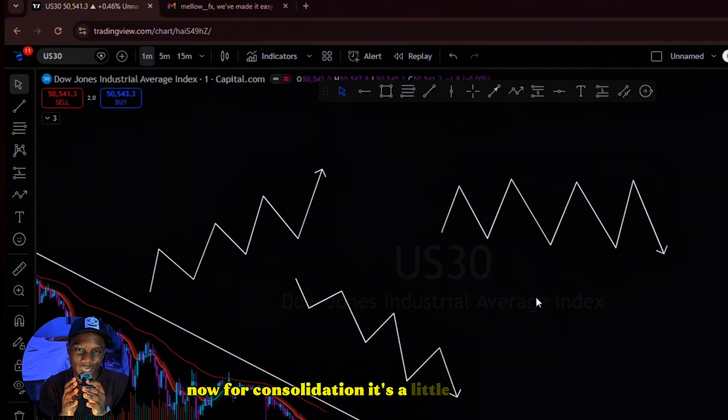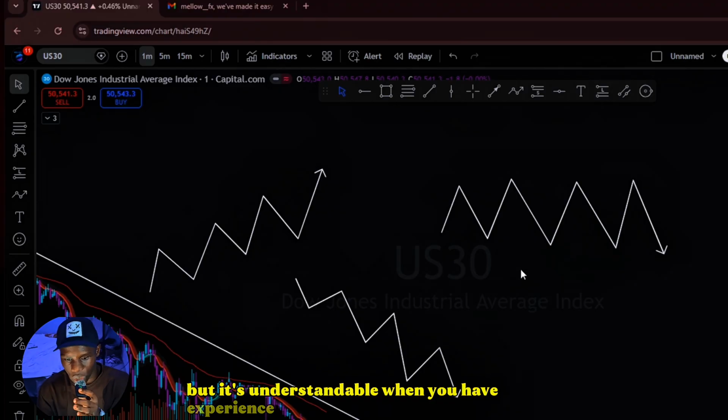Now for consolidation it's a little bit confusing, but it's understandable when you have experience in this space.